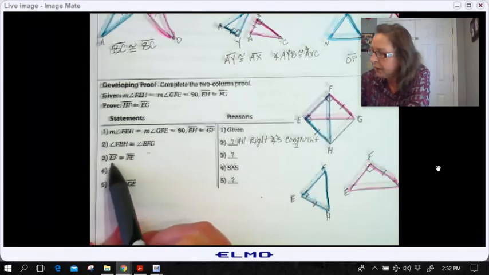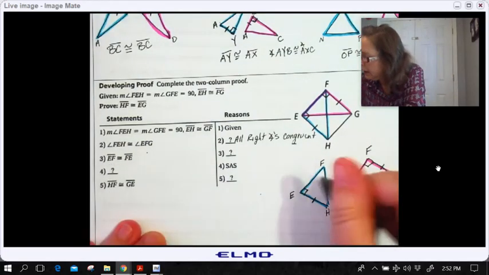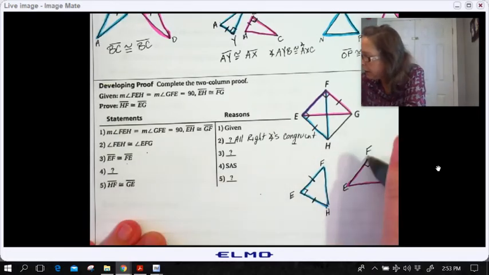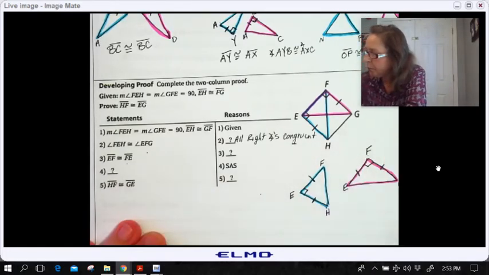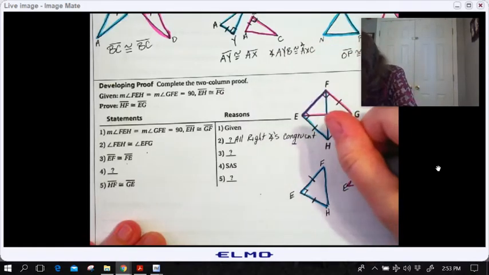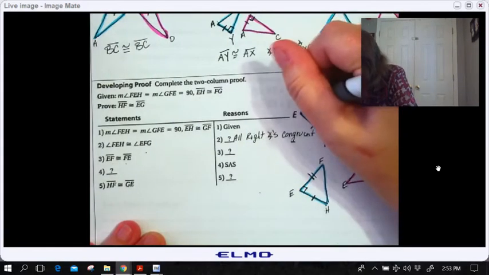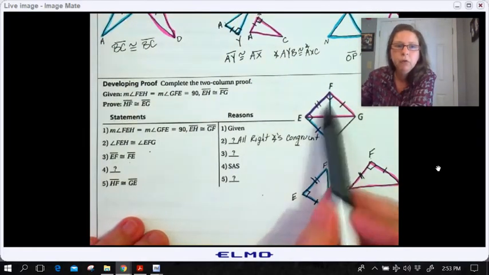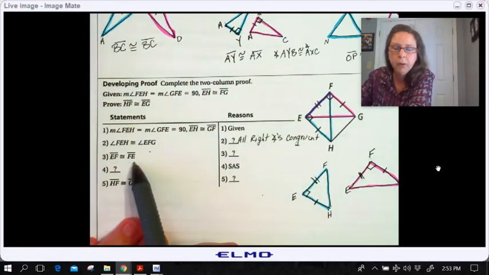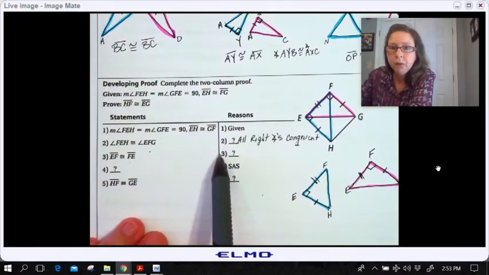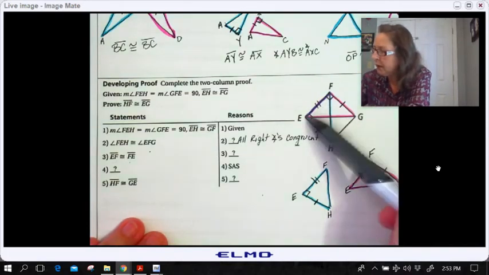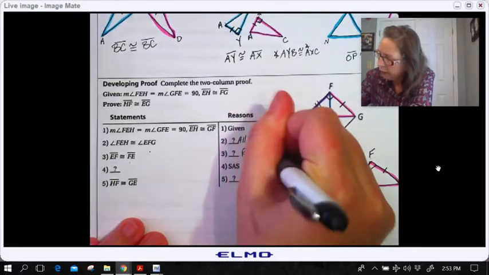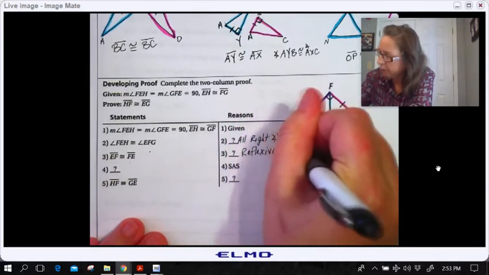The next step says EF is congruent to FE on the other triangle. And here's where they would look. Let me do two tallies because it's the second congruency. That's where it would match up on the overlapping. So how do I know that these two are congruent? Well, that would be the reflexive property because it's the same side of the figure. So that's the reflexive property. Okay.